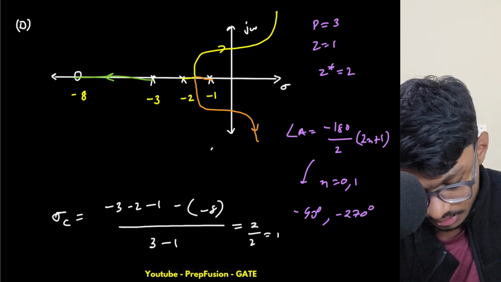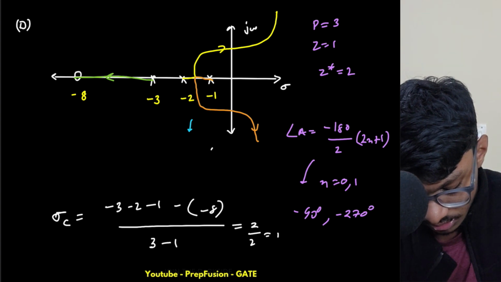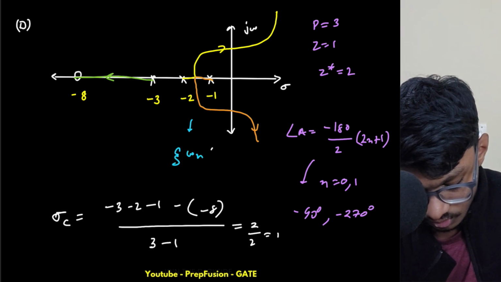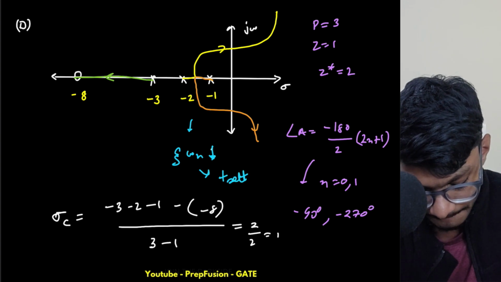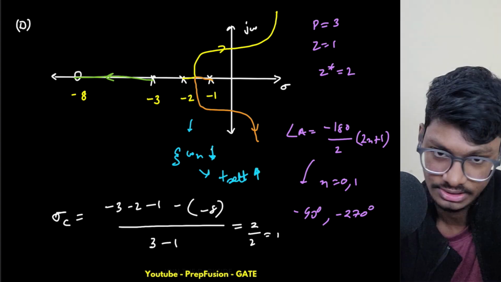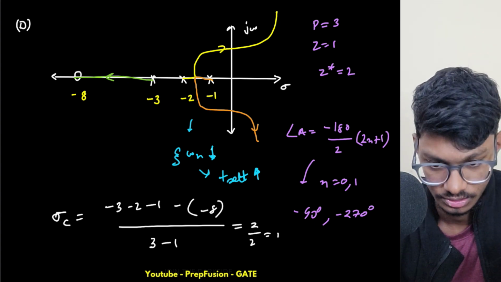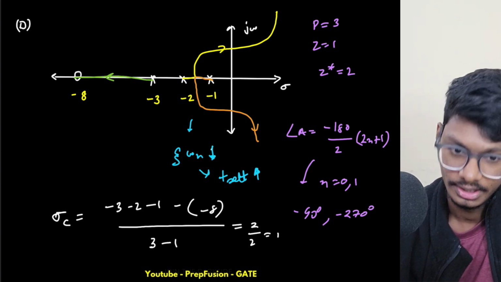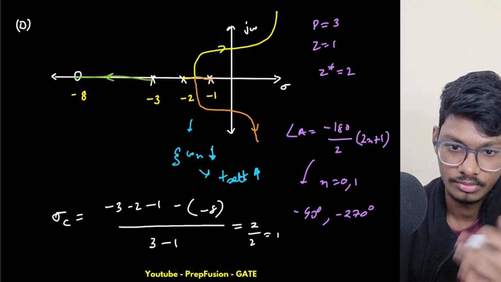So here zeta omega n is reducing, hence t settling will increase. Basically inverse is increasing, so t settling will also increase. So from here also you can understand this, right? You can understand this. So it will be something like this.